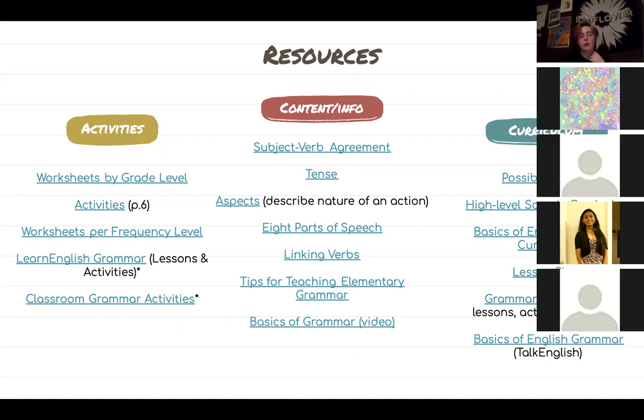For content and info: subject verb agreement, tense, aspects which describe the nature of an action, 8 parts of speech, which, like we said, is very important, very key in grammar, linking verbs, some tips for teaching elementary grammar, and then basics of grammar, which is a video. And then finally, some curriculum and lesson plan stuff: possible lessons, high level sample curriculum, basics of English curriculum, a grammar curriculum, lesson plans, again more grammar. It has lessons, activities, and content. So a very cool, very versatile link. And then finally, the basics of English grammar, which is from Talk English.